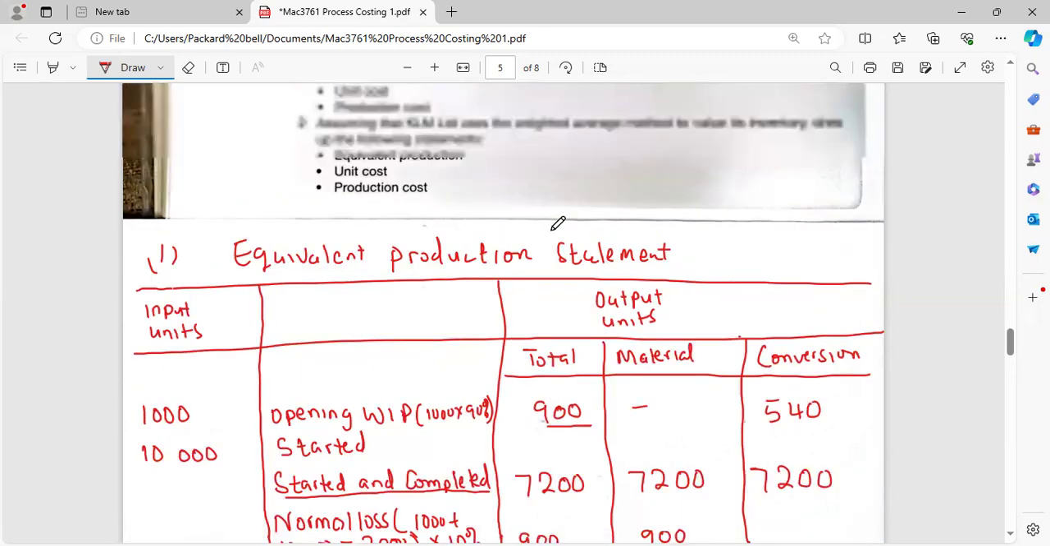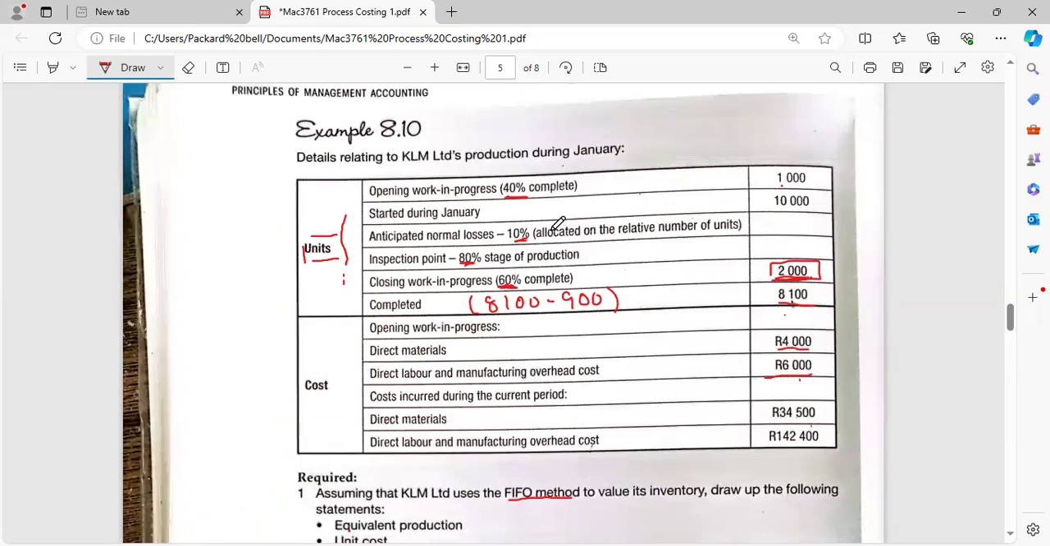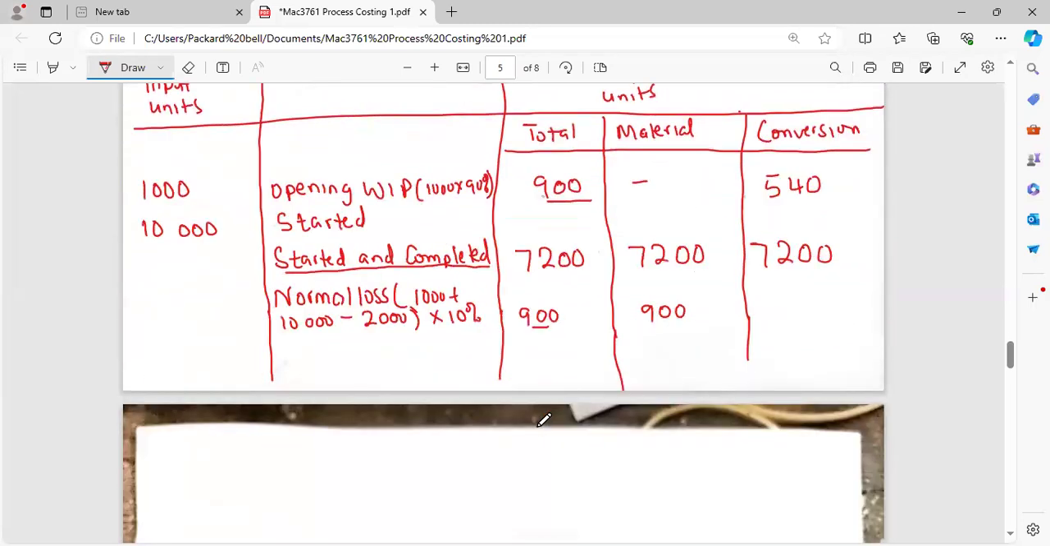So when we were determining the normal loss, we say we can only take those which has reached the inspection point. So 900 units are the ones that has reached the inspection point. So our inspection point is 80%. So which means our equivalent units, we are now going to multiply by the inspection point percentage. So it's going to be 900 times 80% here. How much are we going to have if we multiply 900 times 80%? 720. So we're going to have 720.